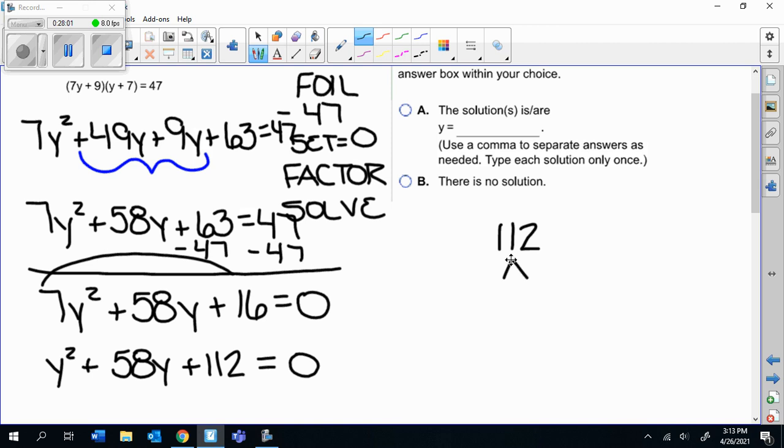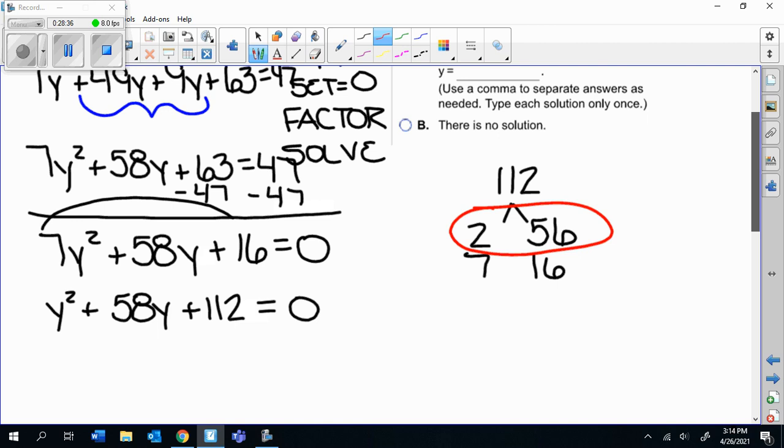112, let's see what I can come up with here. It's 2 times, sorry, 56. I wanted to say 58, and I knew that wasn't right. 56, well, 7 goes into 56, so 7 has to go into 112. 112 divided by 7, 7 and 16. How in the world am I going to come up with 58? Oh, I already did it.